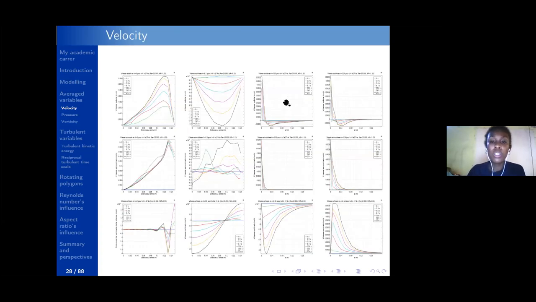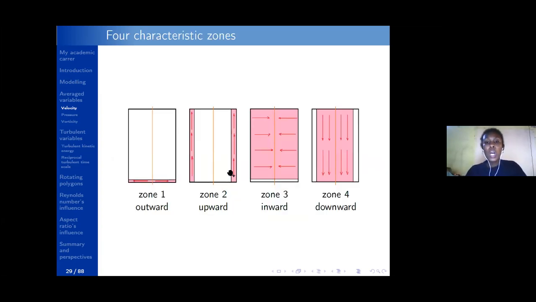After analyzing all the velocity components on the cut lines we mentioned before, we obtained four characteristic zones of the flow. The first one is a zone characterized by outward flow, a zone near the rotating bottom. The second one is near the side walls, characterized with an upward flow. The third one is an upper zone with inward flow, and the last one is an inner part with downward flow.